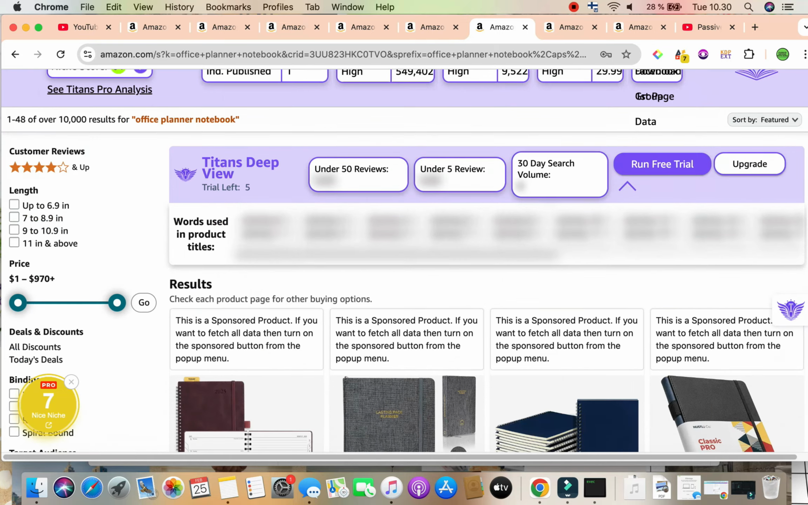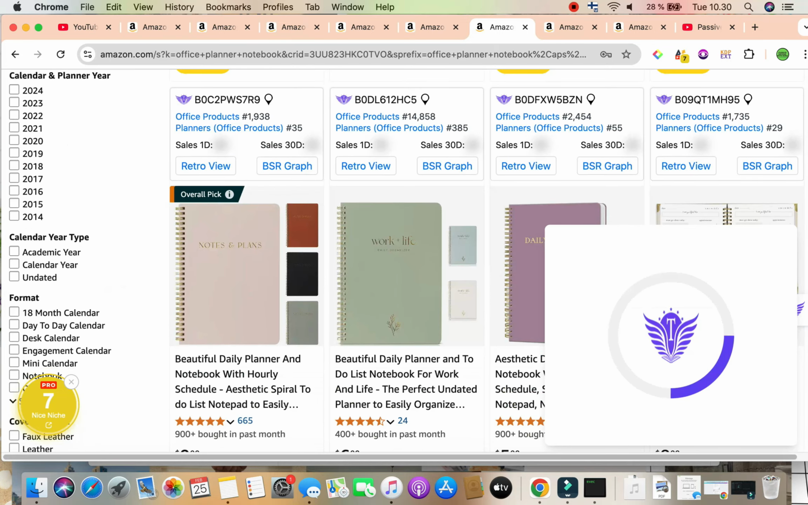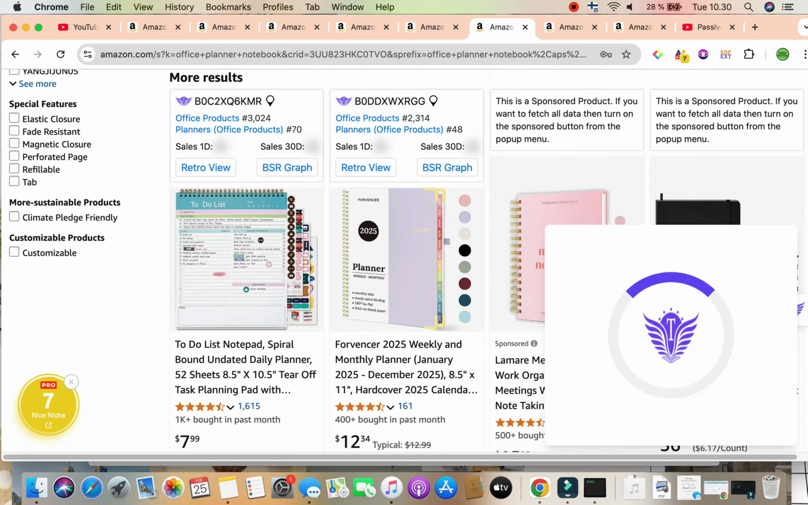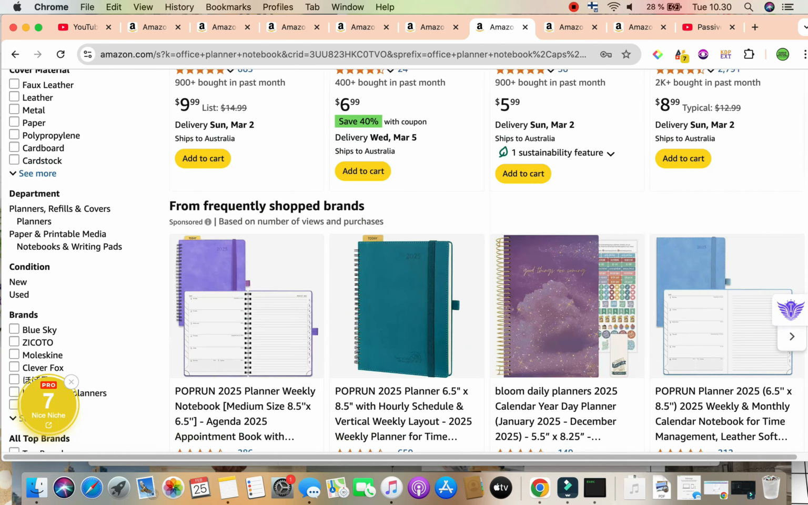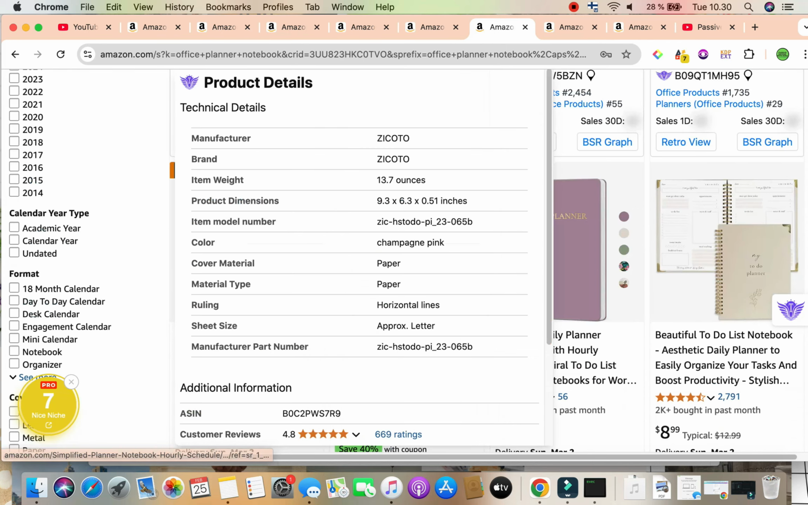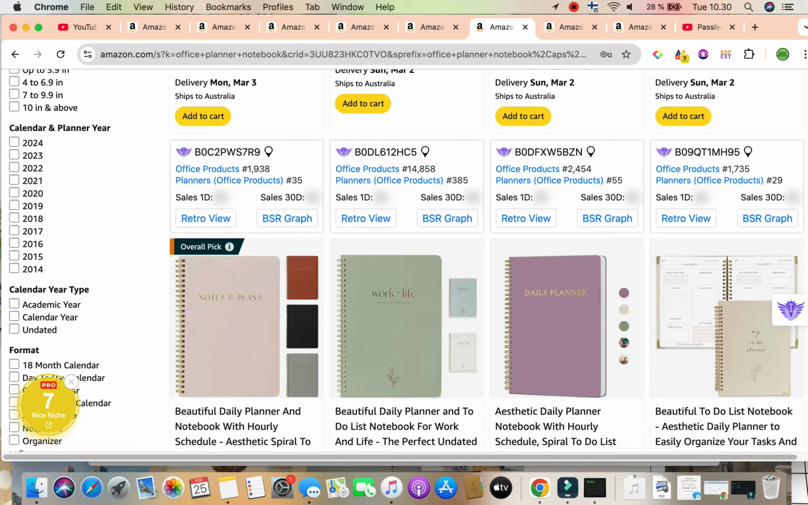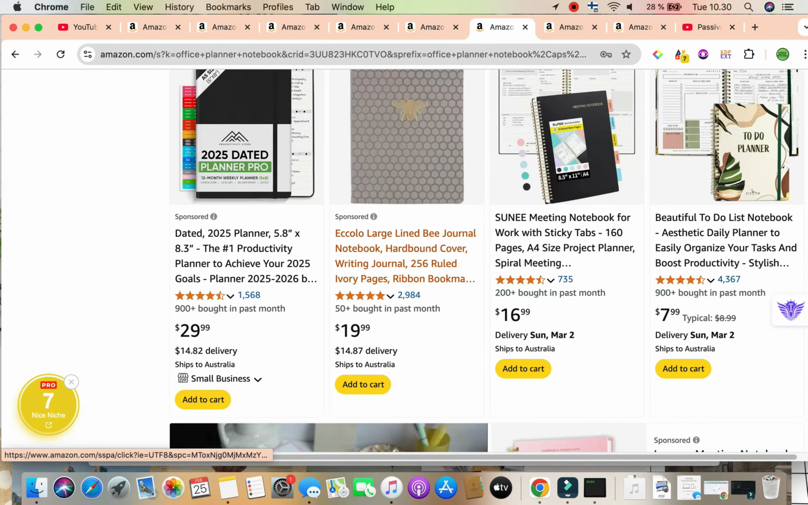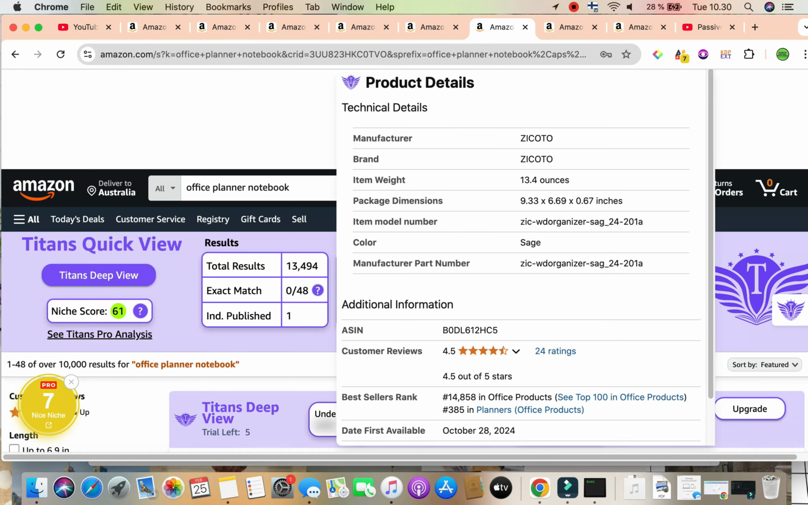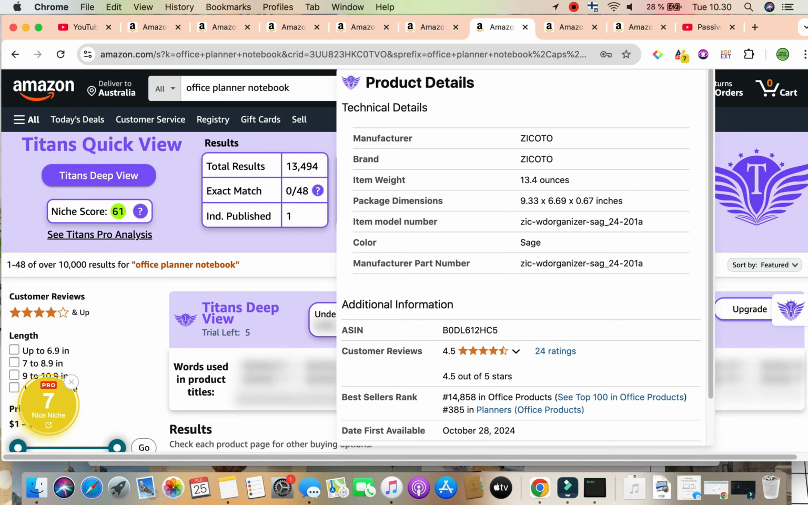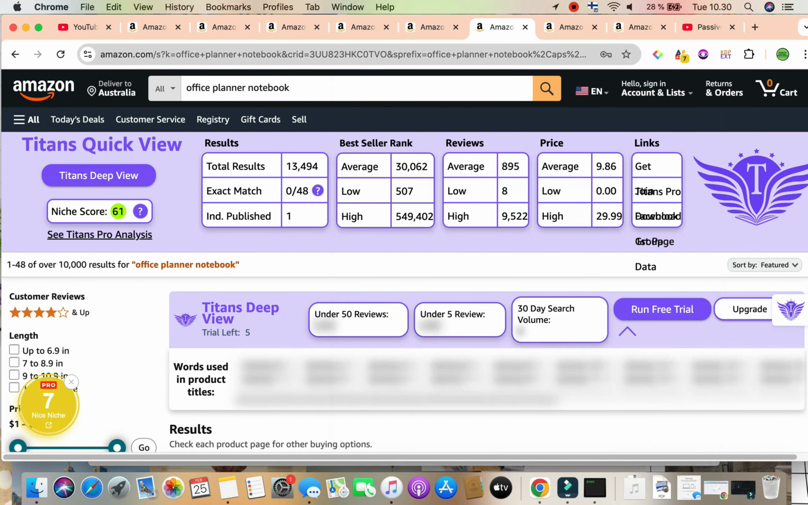Scrolling down, we've got a couple of really good books that are ranking quite well. As you can see here, 2,000, 3,000. We've got also 2,000 here, 1,000 here, 14,000, 1,900, all below 100,000 as the bestseller rank. So if you currently have a planner or a notebook, go ahead and update your keywords for this keyword right here.